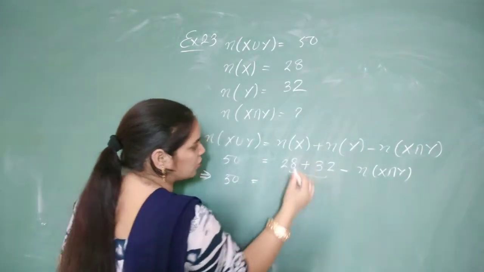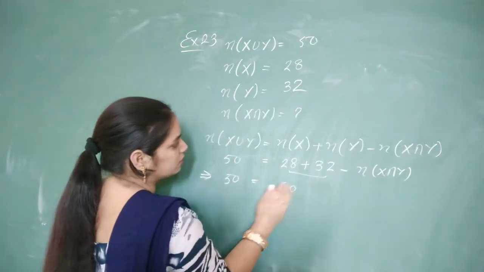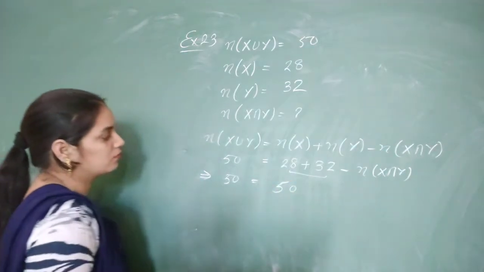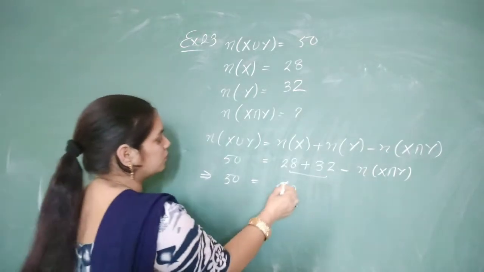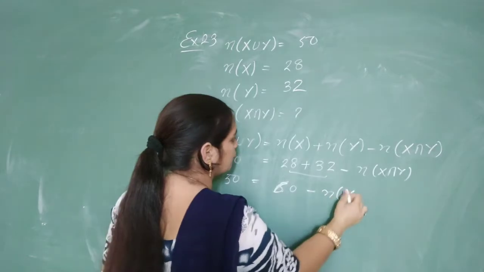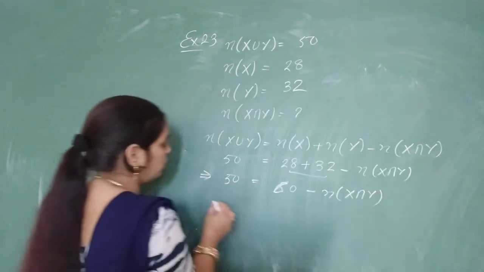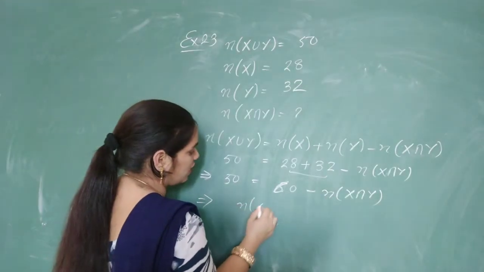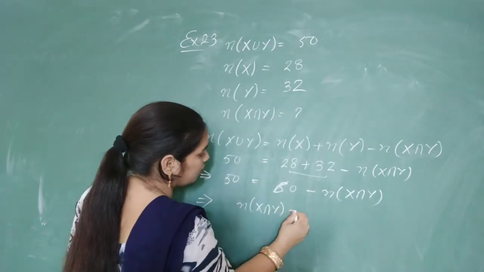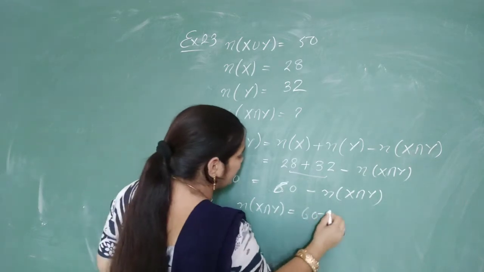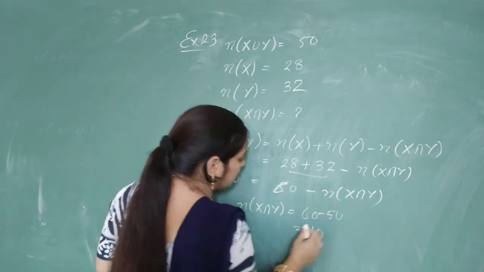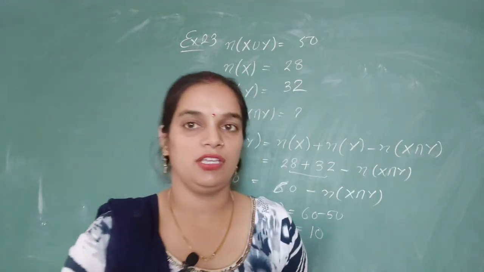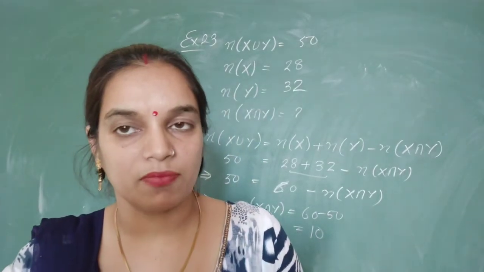We have to just solve this. We will add both these terms, so we will get 60. Now we will take minus X intersection Y on the left hand side. We will get 60 minus 50, that will be equal to 10. Thus in their intersection there will be 10 elements.